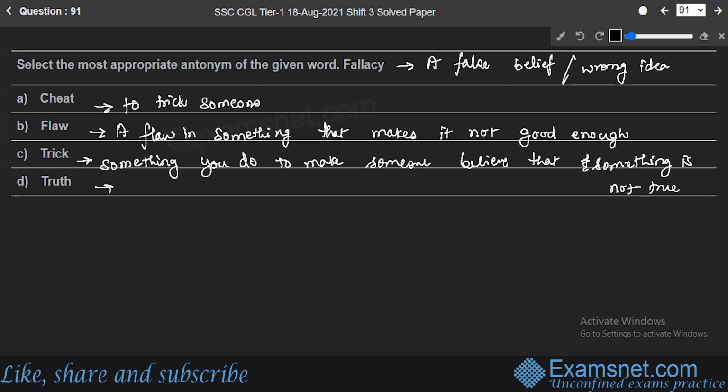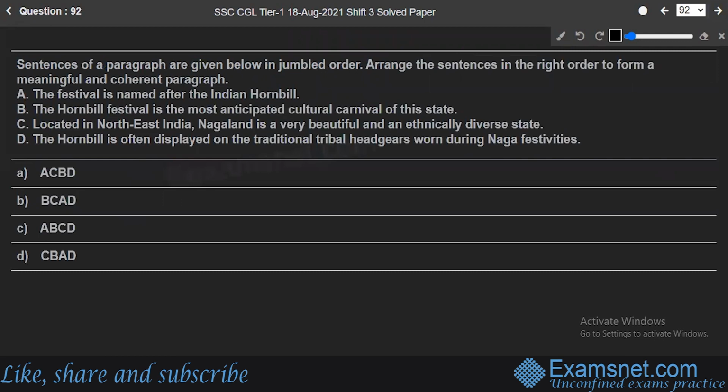Truth means the state of being true. So the antonym of the given word fallacy, that is a false belief or a wrong idea, is truth, when you are true about something. Option D is the correct answer to the question. Hope you're clear. Next is question number 92.